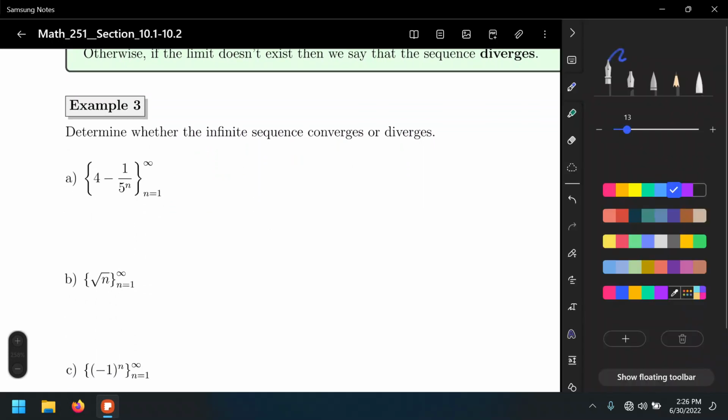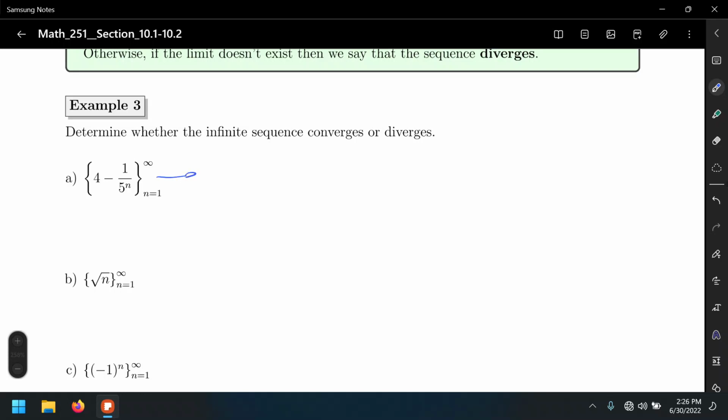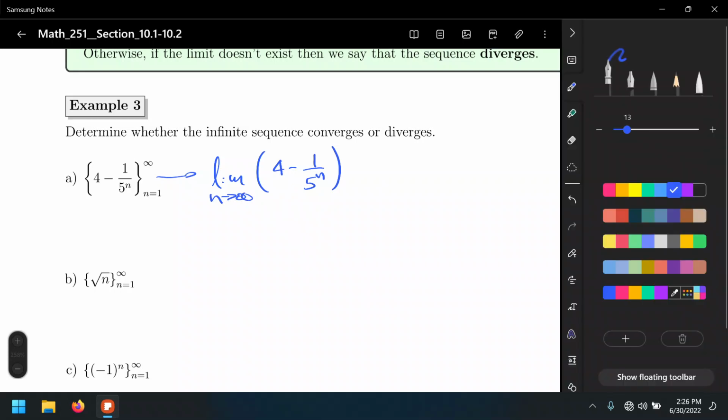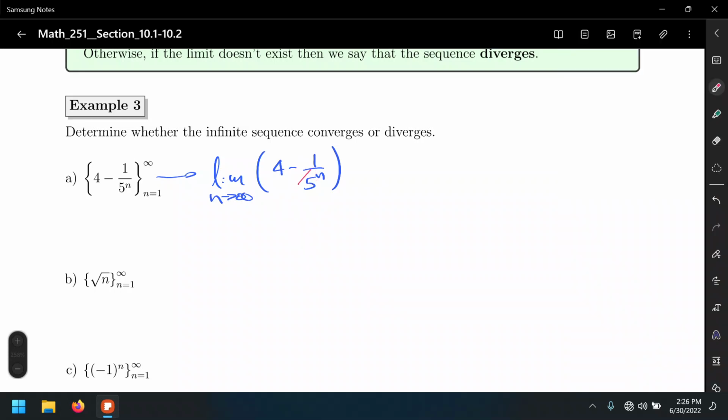All right. So let's determine whether the infinite sequences here converge or diverge. Let's write this as the limit of 4 minus 1 over 5 to the n as n approaches infinity. Where is that going to go?